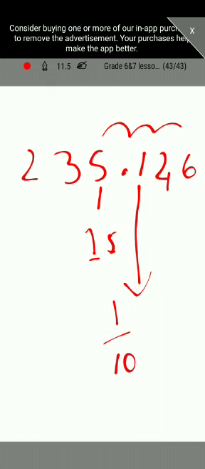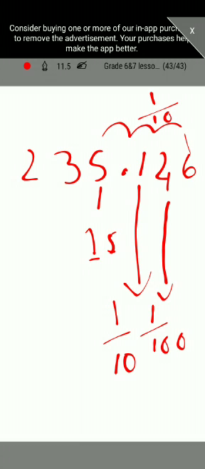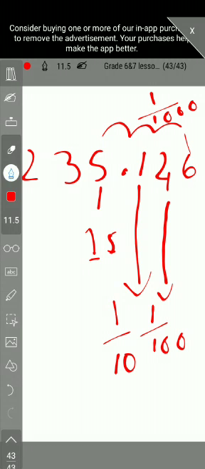Now if you have a decimal number here as 1, 2, 1, 4 and 6, right? So this one, what does this 1 stand for? The value of this 1 is 1/10. Okay, next after 1 is 4, and the place value of 4 is 100th. And the 6 stands for 1000th. So the place values after the decimal point start with tenth, hundredth and thousandth.